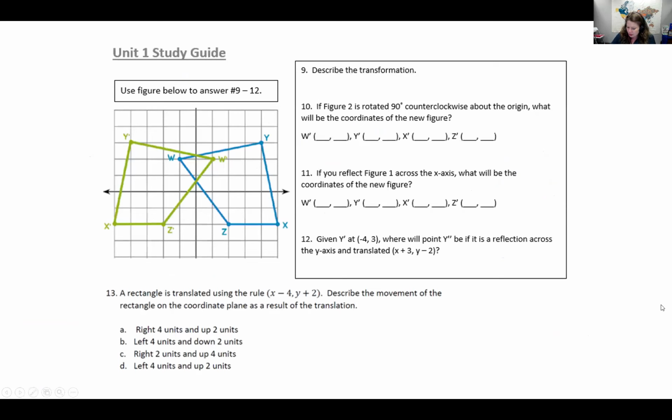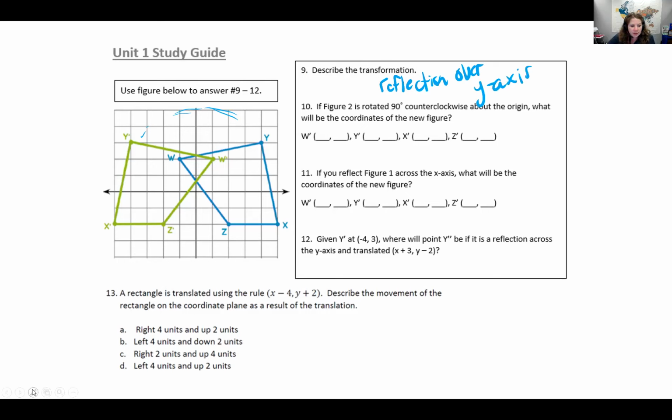All right, number 9, describe the transformation. I can see that this figure has been flipped over which axis? The y-axis. So it's a reflection over the y-axis.